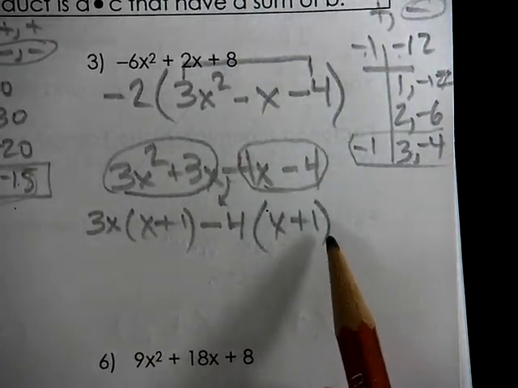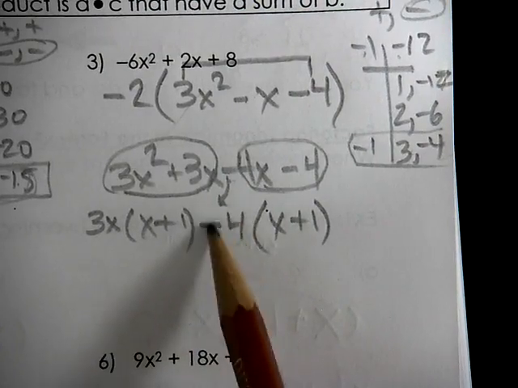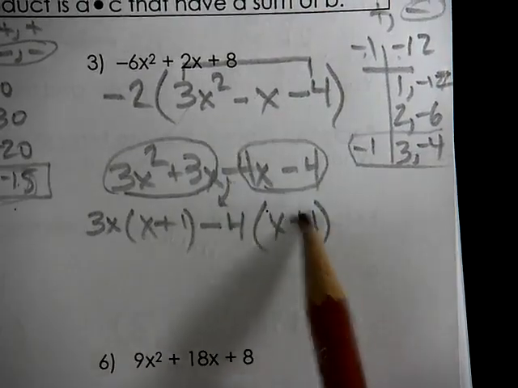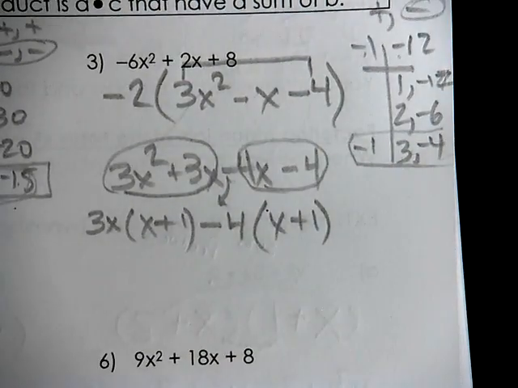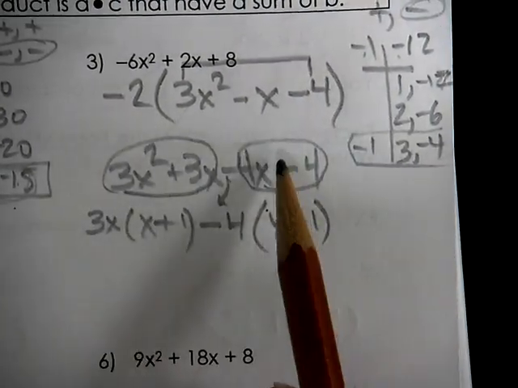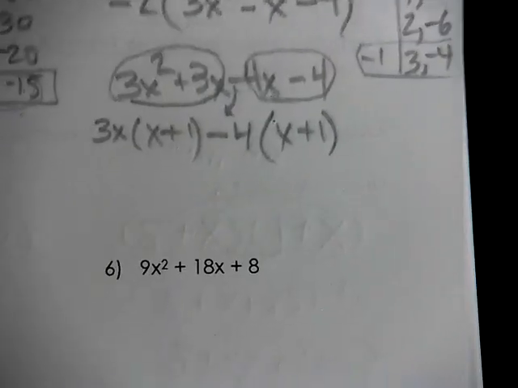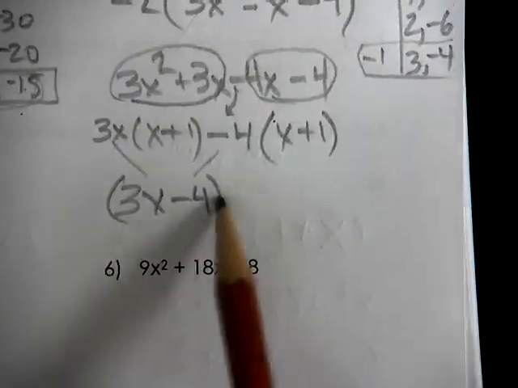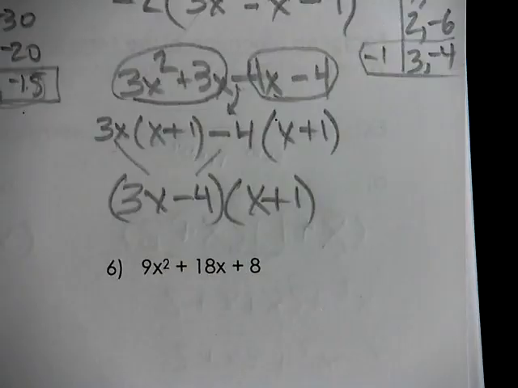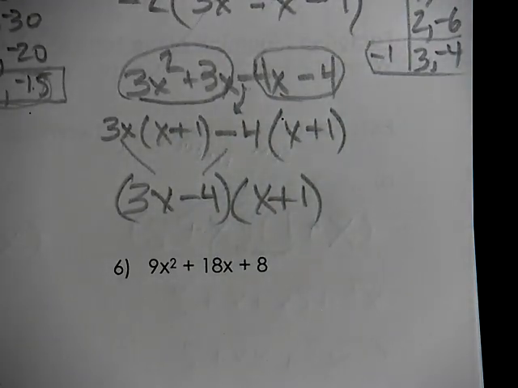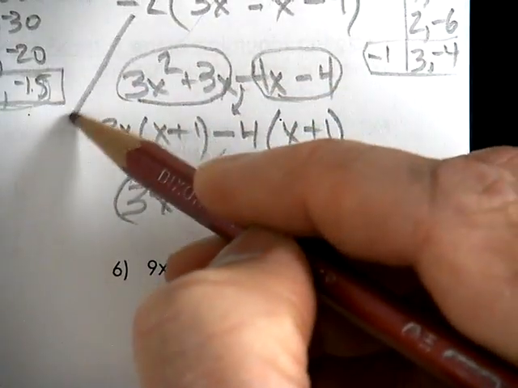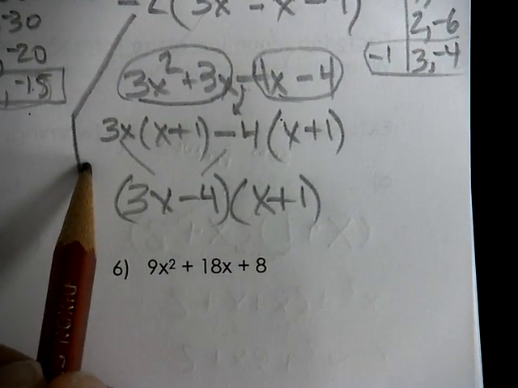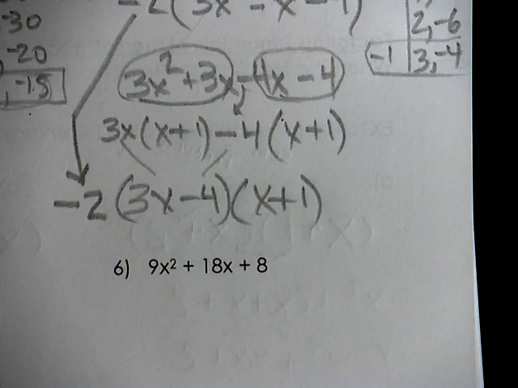Lots of people make a mistake there, and they call that negative 1. But don't forget, it's negative 4 times a positive 1 that makes it become a negative 4. You got to be able to distribute in to make what your original was. And now I'm done. I bring down my 3x minus 4, and x plus 1. You're welcome to FOIL that to check it to see if it's right. Now, for you to get your original answer, you need to remember your negative 2. You have to have the negative 2 for this to be accurate. Have to.